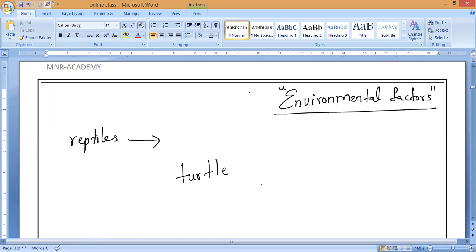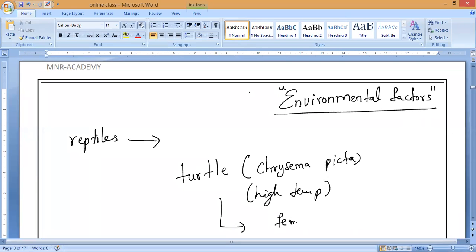Turtle, what do we call it in Tamil? Anybody? I don't know. The scientific name of this turtle is Chrysemys picta. Turtles are one type of tortoise, yes or no? Here, a high temperature during the incubation period leads to the development of female offspring. Do you understand, everybody? Please respond. So high incubation temperature leads to female offspring in turtles.